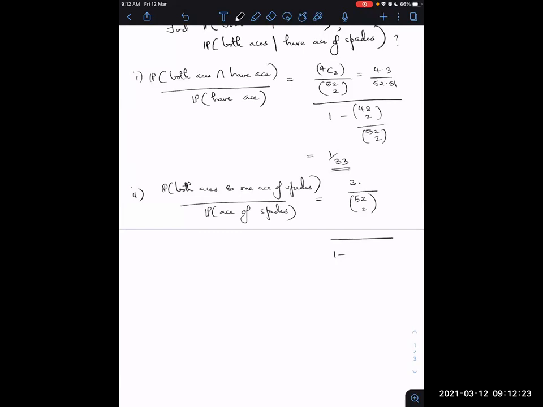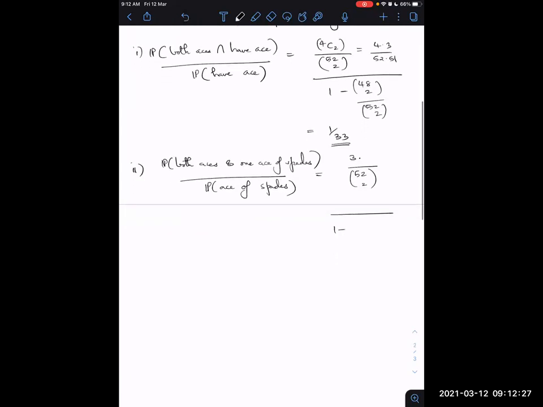Yeah, so someone has already said the whole answer. The answer turns out to be 3 out of 51. And there's an easier way to see that, which I'll come to after doing this. So this is just 51 choose 2 divided by 52 choose 2. All right. And when you reduce this whole expression, you're going to get 3 out of 51.